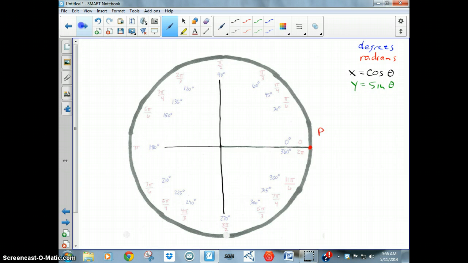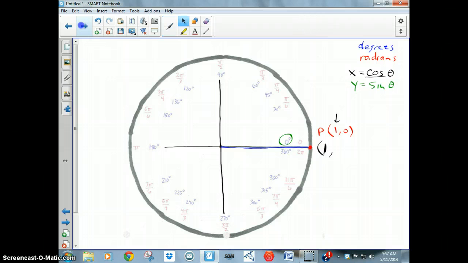Don't write in point P, please. I'm going to use this as demonstration because I can erase. Let's say my terminal side is at 0. If my terminal side is at 0, that means point P has the coordinate (1, 0). So now, our reference angle is 0 degrees, so if I ask you what is the cosine of 0, cosine of 0 would be the x-coordinate, which is 1. You can fill that in.